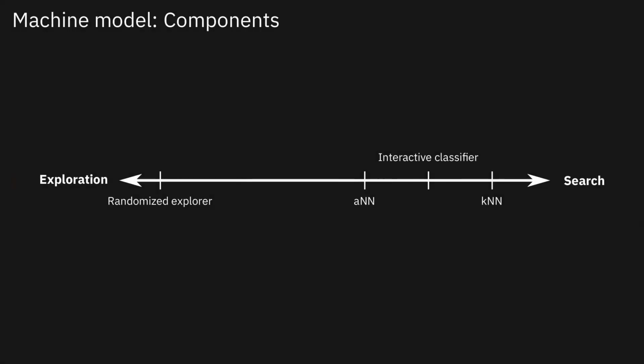To truly support analytic categorization and cover the exploration search axis, II-20's model has three components. The first one is the randomized explorer, which covers the exploration side of the axis. The other two are more tailored towards search: the interactive classifier, and nearest neighbor search, which itself is operating in either of two modes: approximate nearest neighbors or k-nearest neighbors.